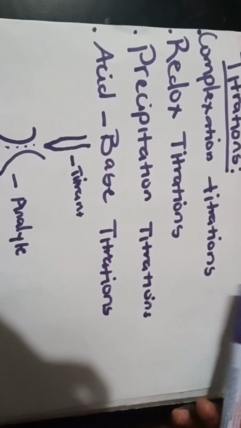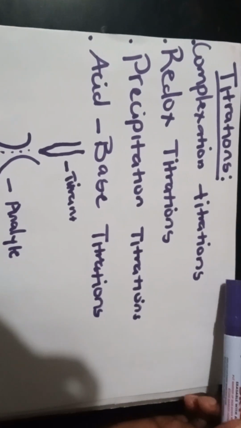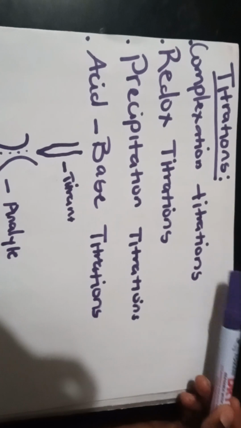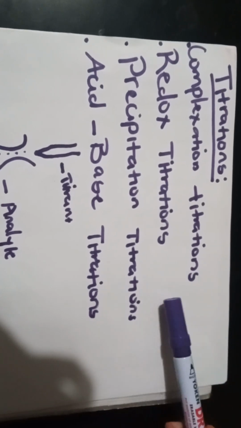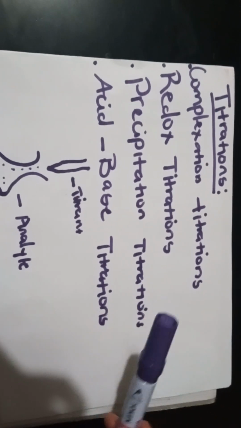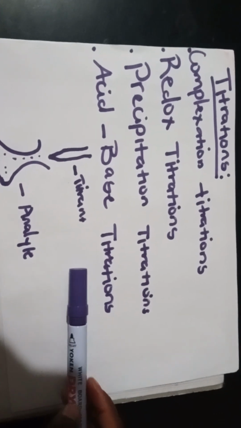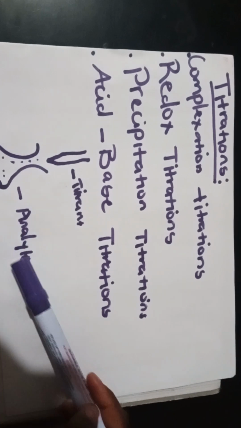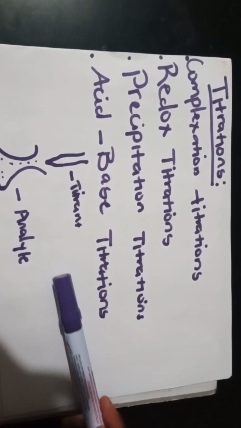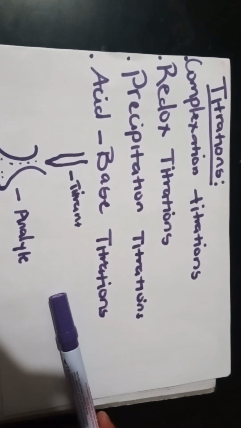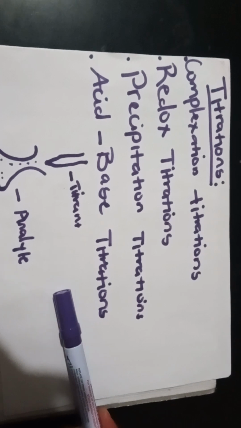Okay, so today we are going to learn about titrations and the different types of titrations, as well as what a titration is in general. So, this is the most basic model of a titration. And basically, the main purpose of any titration is just to find the concentration of a substance.